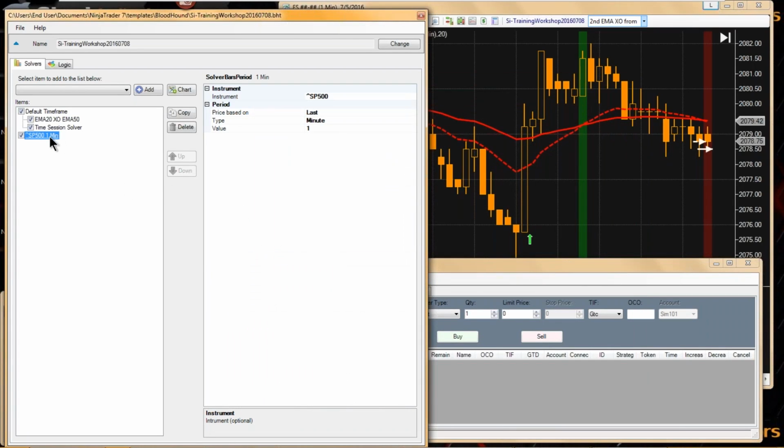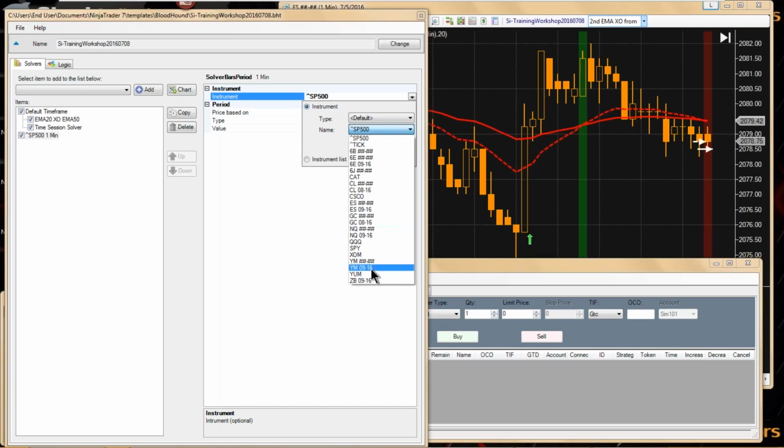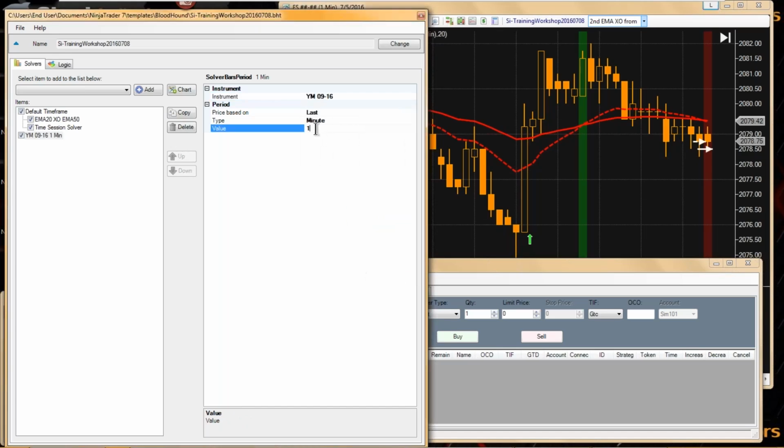So, okay, going back to BloodHound here and our chart. And so now I can go and add the YM on there. And so now you can work on the YM 1 minute chart. And you can put any solvers on that YM 1 minute chart here.